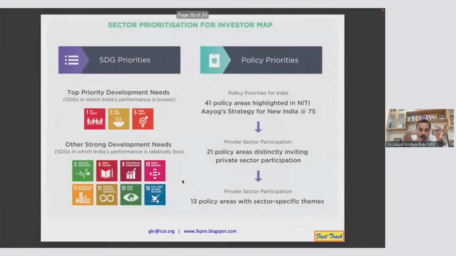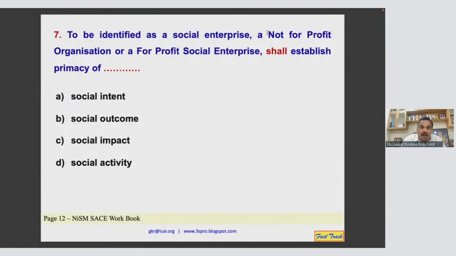To be identified as a social enterprise, yeah, NPO or FPSC. Okay, please understand these words. NPO means not for profit organization. FPSC means for profit social enterprise. For profit social enterprise is private sector. Private sector, it can be a private limited company, it can be a public limited company.